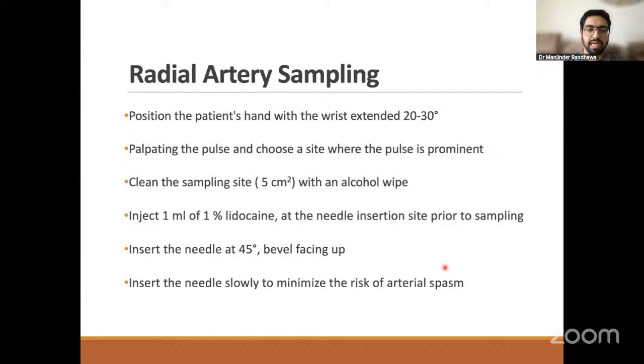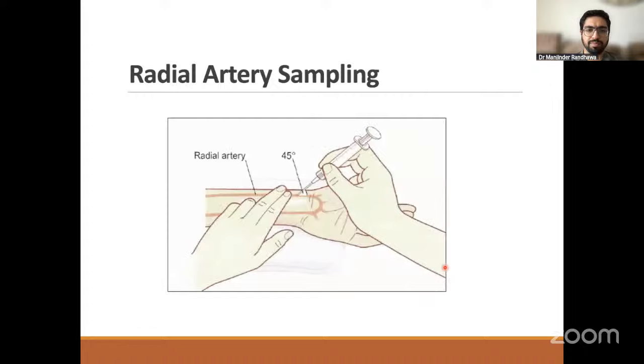Then insert the needle at a 45-degree angle, and the bevel of the needle should be facing upwards. And then insert it slowly to minimize the risk of, 1, arterial spasm, and 2, overshooting the artery and puncturing the posterior wall.